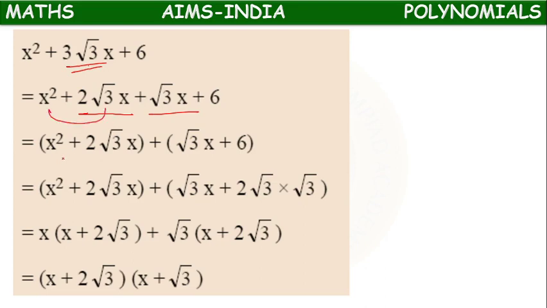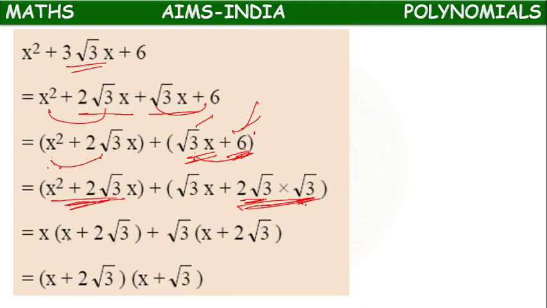In these, first two, one group, next two, other group. Let's keep it like that only. Here root 3 is there, but in 6 root 3 is not there. 6 can be written as 2 root 3 into root 3, because we have to take the common term out. In root 3x and 6, there is no common term. So that's why we are writing 6 as 2 root 3 into root 3.